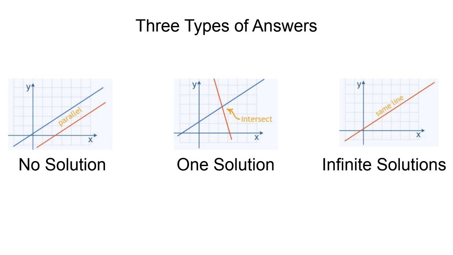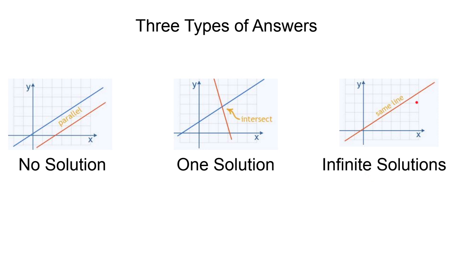When we look at our problems, we're going to have three different types of answers that might happen. In this first case over here, the two lines that we have on our picture are parallel, meaning they never intersect. If they never intersect, then there is no point that works in both lines, so that would be no solution. In the second picture here, you can see we have two lines that intersect in one spot. This spot of intersection is the one solution that works in both lines.